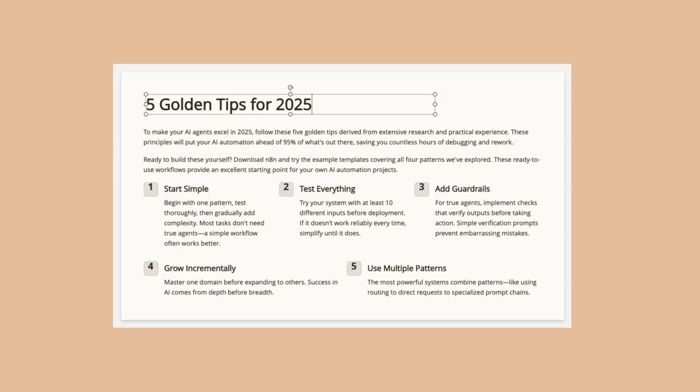Grow incrementally. It's really important. Master one domain before expanding to others. Probably focus on building workflows first. And then once you think you've mastered building workflows, then move into AI agents. Use different patterns. Most powerful systems you'll be building in real life will have multiple different patterns, which we talked about earlier. Master those patterns and then start combining some of them and come up with a new workflow.